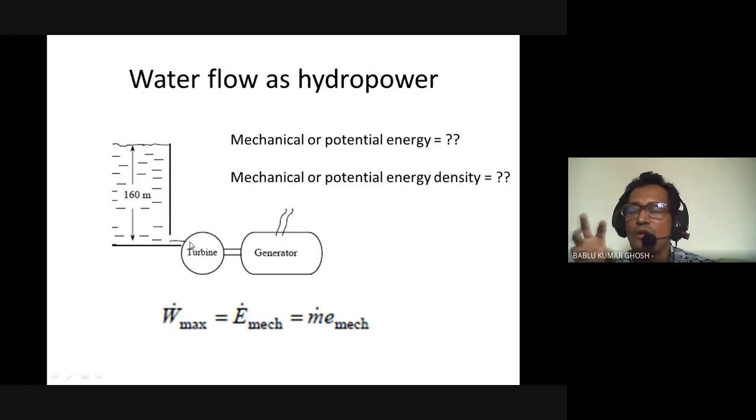That is called volume flow. Volume per unit time, how much water is flowing, is called volume flow, not mass. So then you should consider mass flow in terms of volume flow, and from volume flow you can get the mechanical energy. I'll show you later.